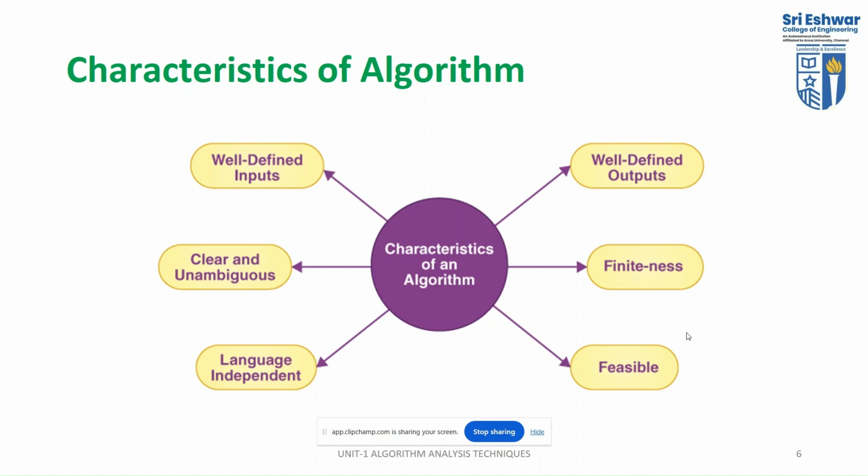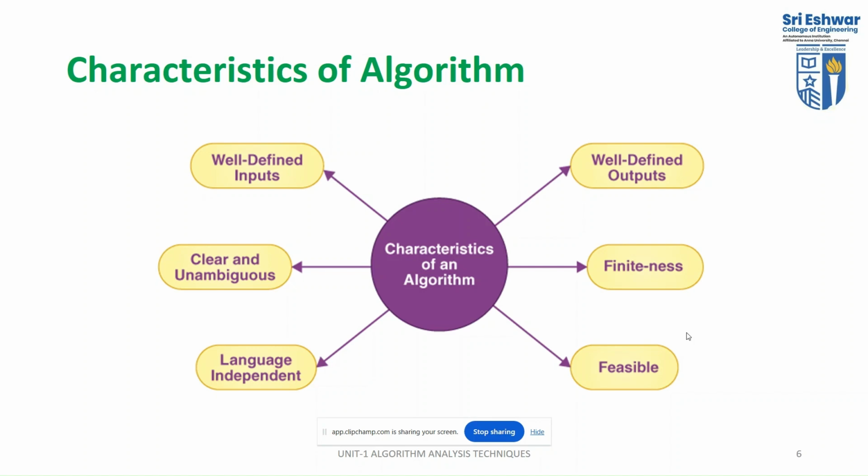The next characteristic is well-defined outputs. An algorithm must produce at least one output. The output is the result or solution derived from the inputs after applying the algorithm's steps. And also, the output must be well defined and consistent for a particular input.